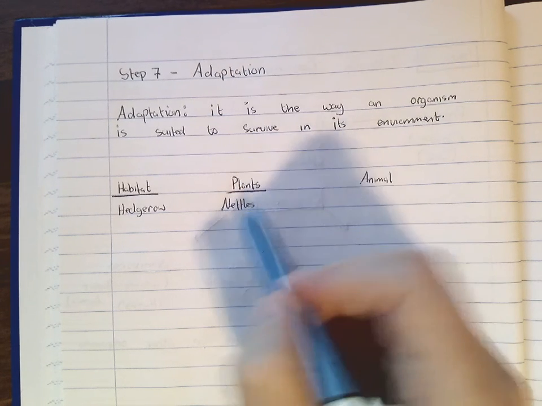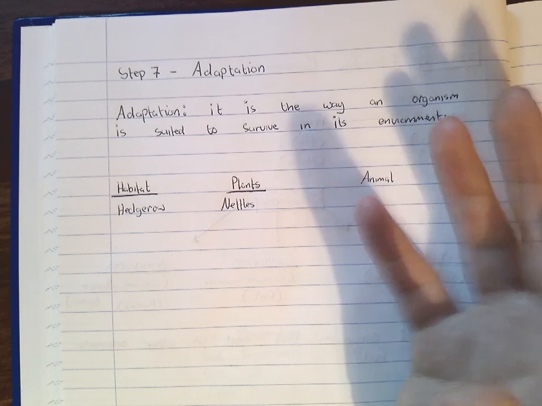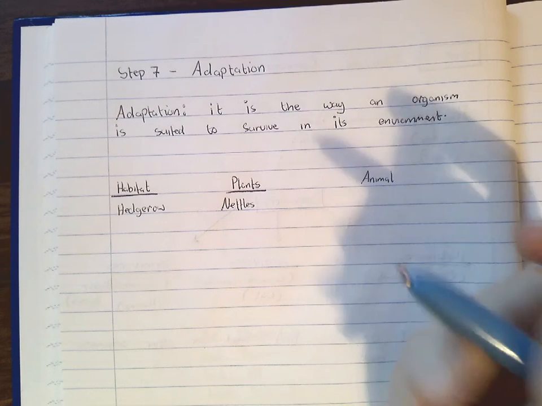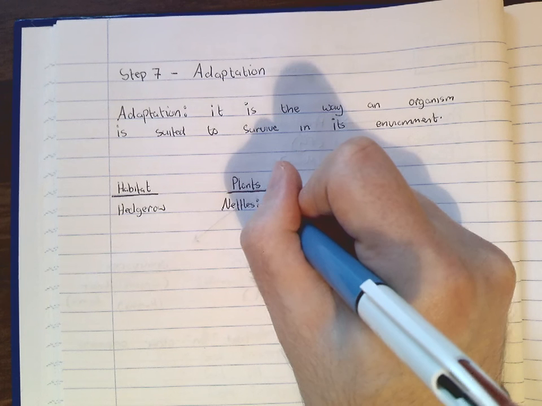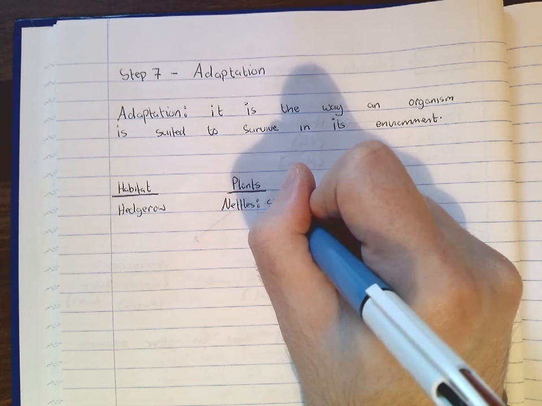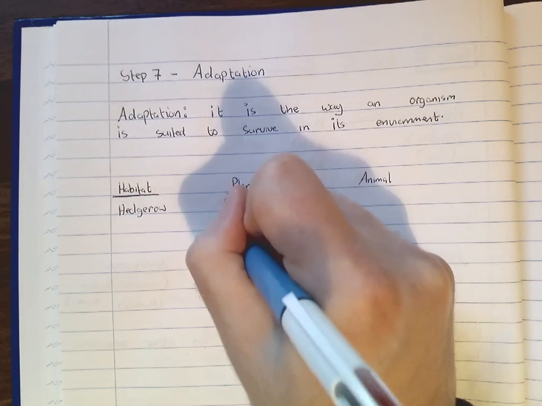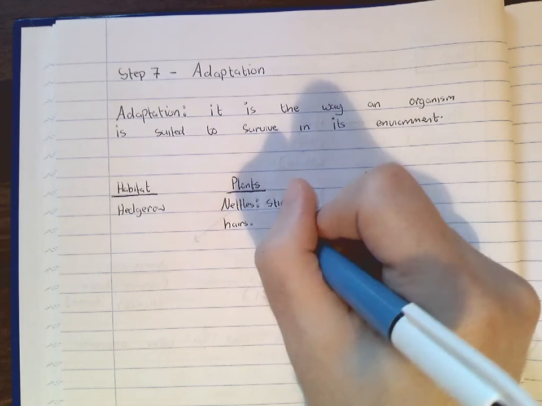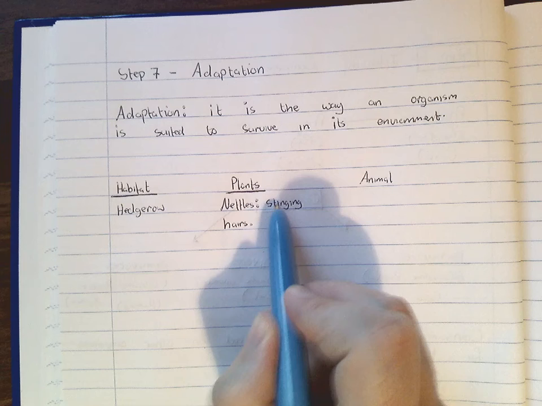So what do nettles do? If you touch them, they're going to sting you. So they have these stinging hairs, and those stinging hairs are there to prevent nettles from being eaten by certain animals. So an adaptation, nettles have stinging hairs, and these stinging hairs would be an example of the adaptation.